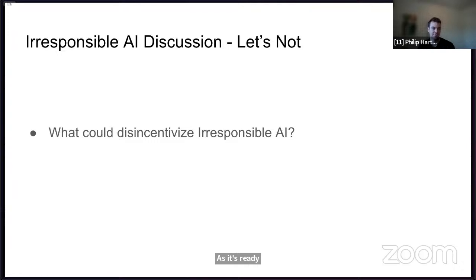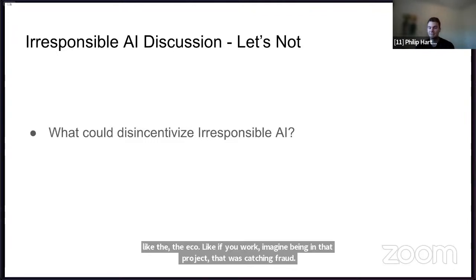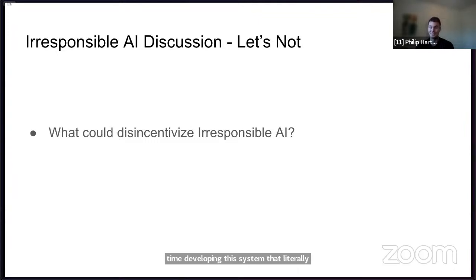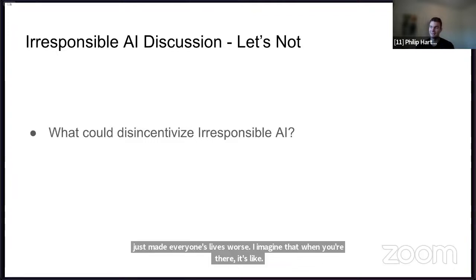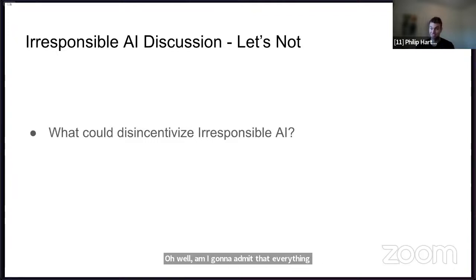But even beyond the profit motive, there's still the ego. Imagine being on that project that was catching fraud, probably a team of people who spent quite a lot of time developing this system that literally didn't work. It just made everyone's lives worse. I imagine that when you're there, it's like, am I going to admit that everything I've done doesn't work, completely for nothing? This model doesn't work, therefore my entire team and our entire project fails, and whoever's leading that team fails.